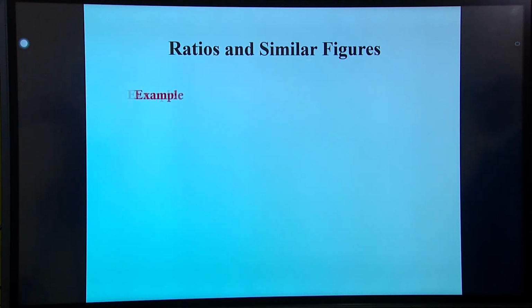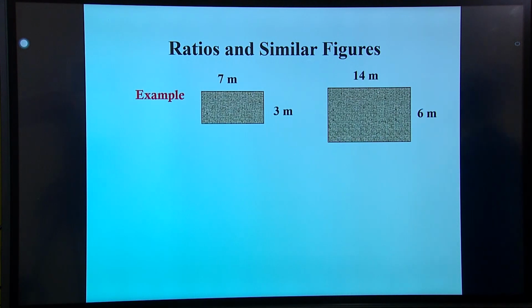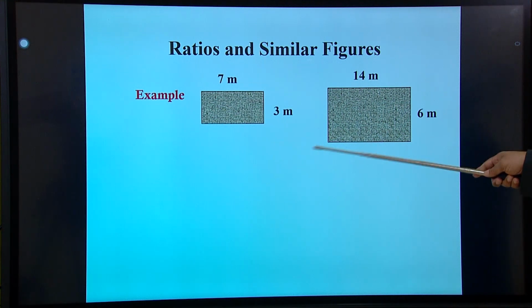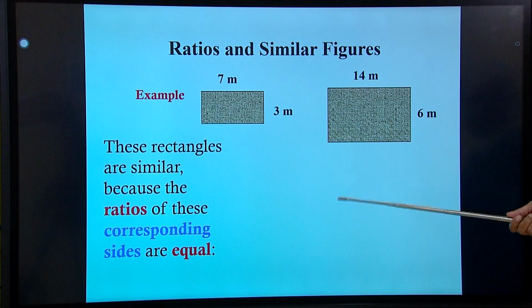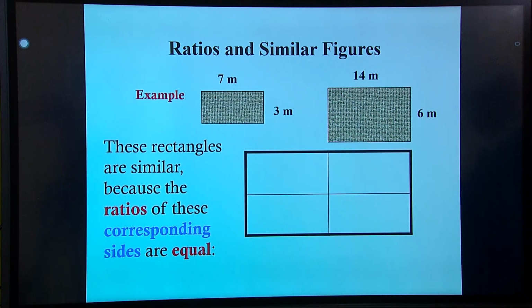Let's look at an example. So if I have two rectangles, we say these two rectangles are similar if the ratios are equal. Let's explain the story about ratios. Ratios, as we know, is what? It's a fraction. And we want those fractions to be equal. So they are similar because the ratios are equal. Now, this is what I'm going to show you.